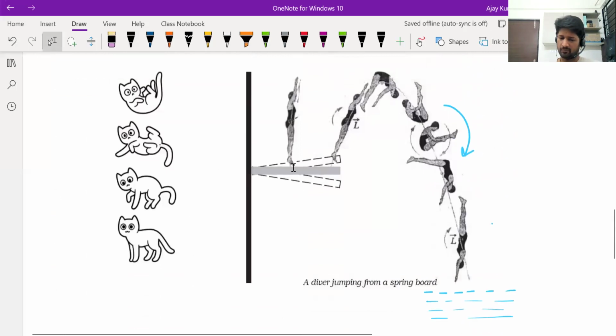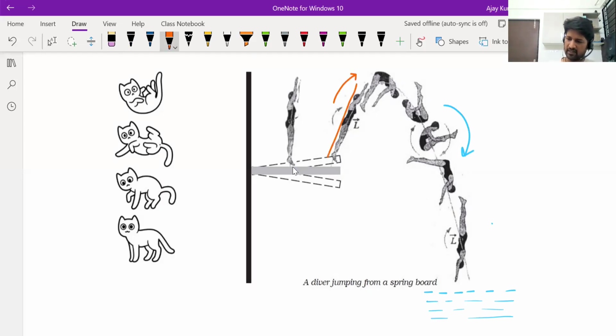So basically what happens, consider the diver example. When the diver jumps off, they jump off with a small angular velocity. Obviously, when you just take off from a springboard or a surface, you can't be spinning very fast. But mid-air they increase their angular velocity, again they decrease their angular velocity. Now you observe what the diver is doing. Initially the diver is straight. But mid-air, observe what happens. The diver becomes curved.